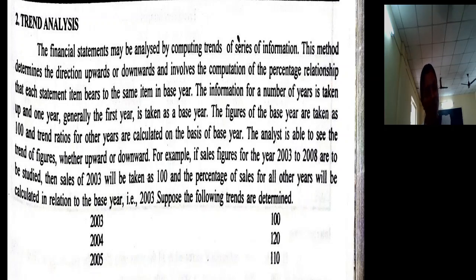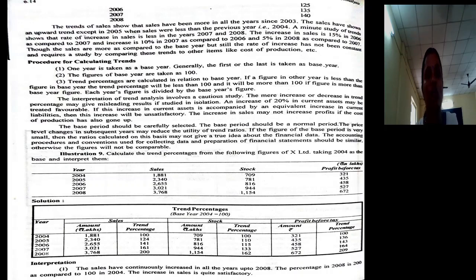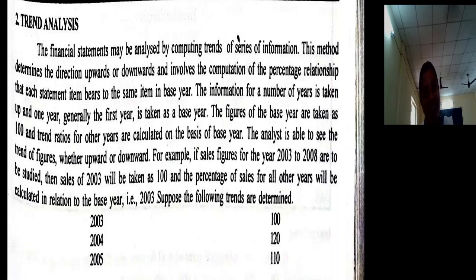Here anyway the figure is also 100. In terms of percentage we need to consider it as 100 and in terms of figure also we need to consider it as 100. You just see, 2003 100, 2004 120, 2005 110, 2006 125, 2007 135, 2008 140. The trends of sales show that sales have been more in all the years since 2003. So the sales have shown an upward trend except in 2005 when sales were less than the previous year, that is 2004.